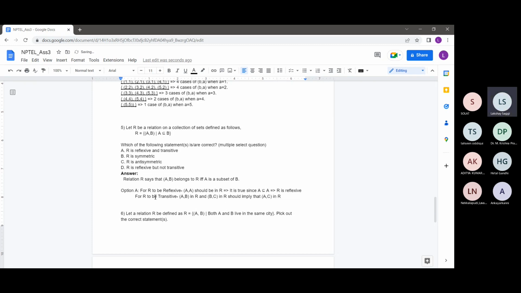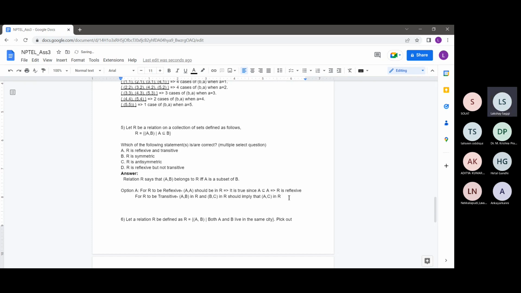So for checking whether a relation is transitive, we just need to check that if (A, B) is in R and (B, C) is in R, then (A, C) is also in R. So basically this middleman B can be eliminated, and A and C should also be part of the set R. So is this relation transitive?